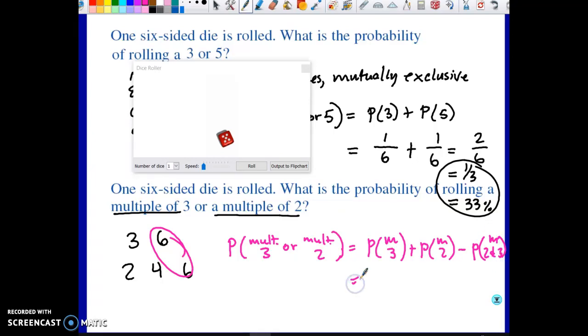So how many multiples of 3 are there? 2 out of 6. 3 and 6 are both multiples. So that's 2 possibilities out of the 6 on the die. Plus, there are 3 possibilities out of 6 that are multiples of 2. But I counted the 6 twice, so I have to subtract that 1 possibility out. So really, I only have 4 out of 6. 2/3 or 66%.